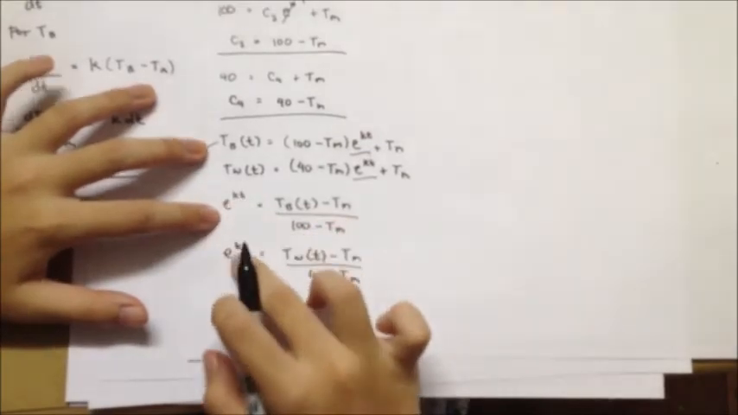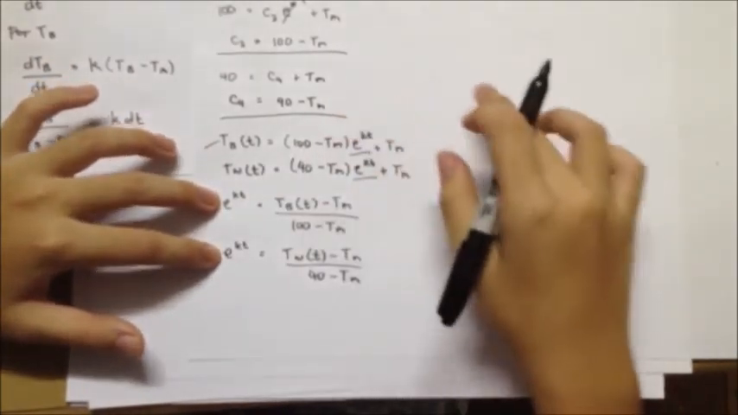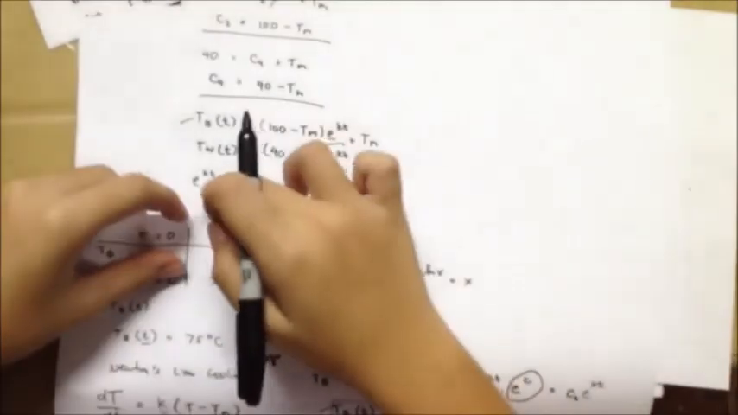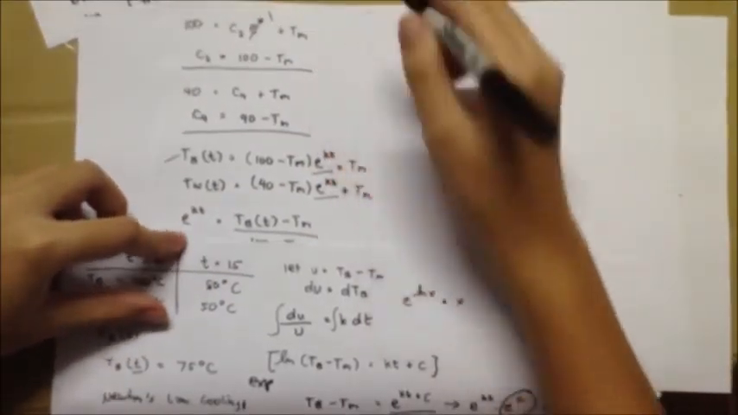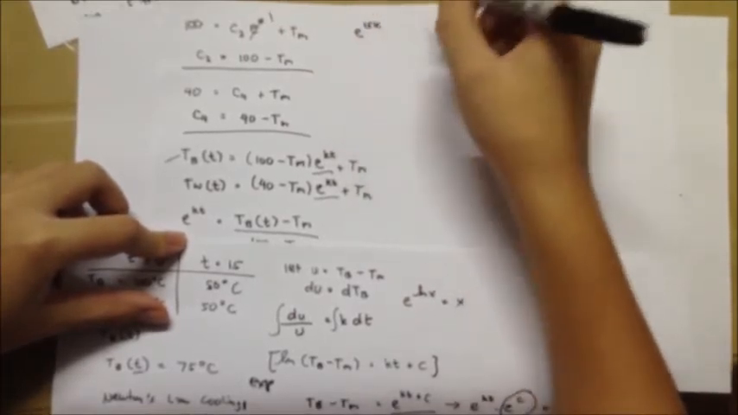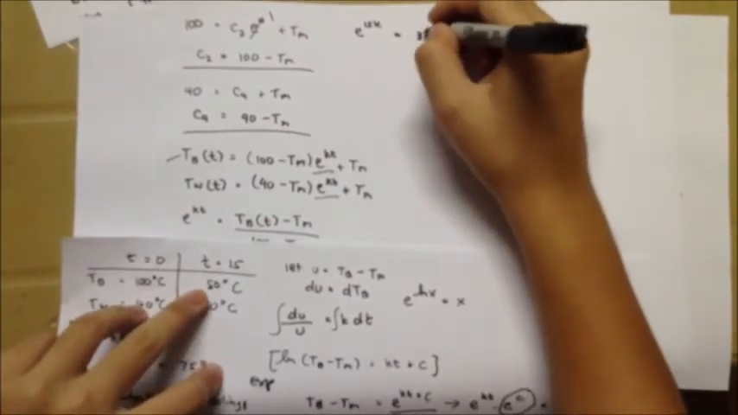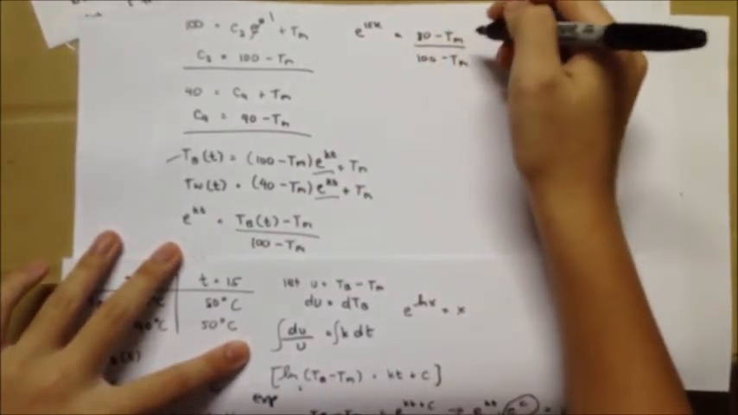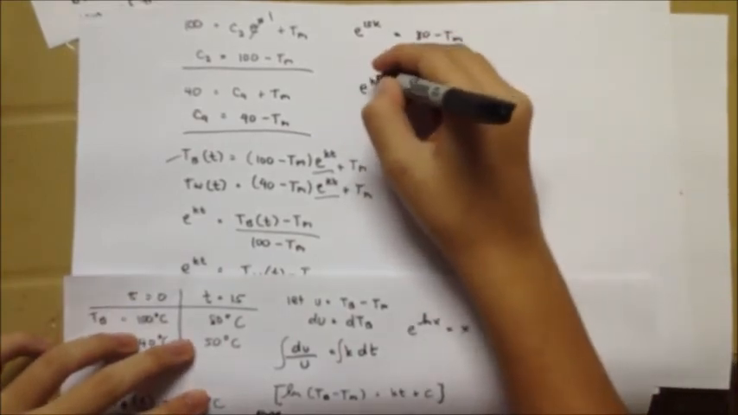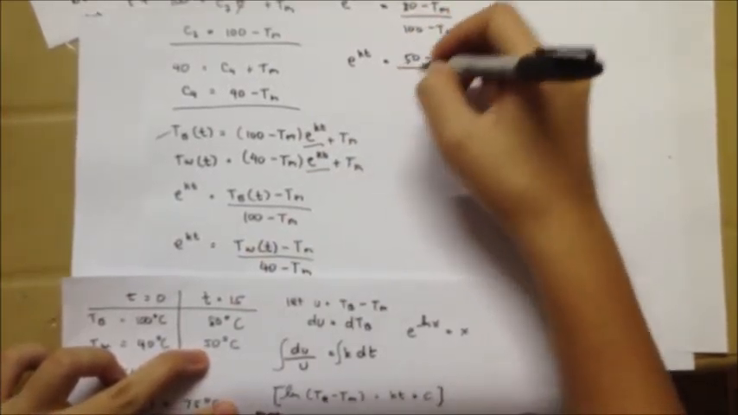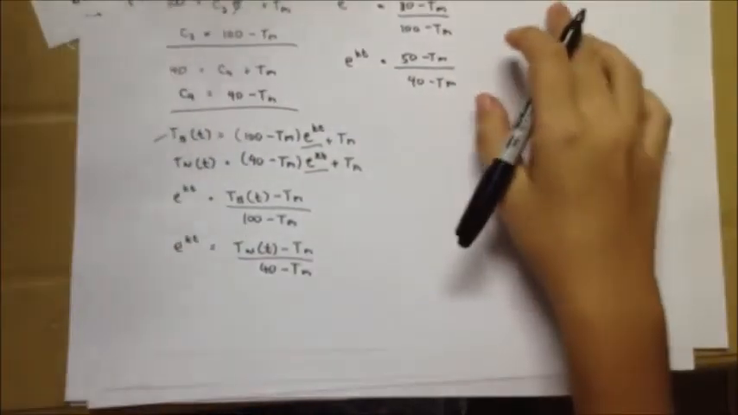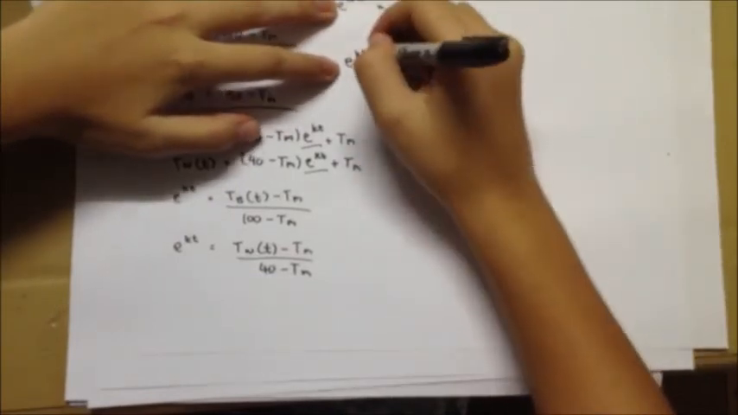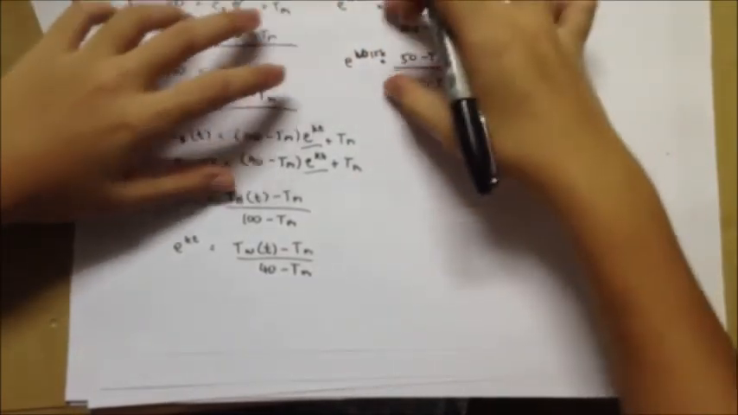Now, since both of these are equal, say for example we are going to use the data at time equal to 15. For your ball, we can express that after 15 minutes, e raised to 15k is equal to the temperature of your ball, which is 80, minus Tm over 100 minus Tm, whereas for your water, we have e raised to 15k equal to the temperature of your water here, which is 50, minus Tm over 40 minus Tm. Since both of them are equal to e raised to 15k, we can equate them.